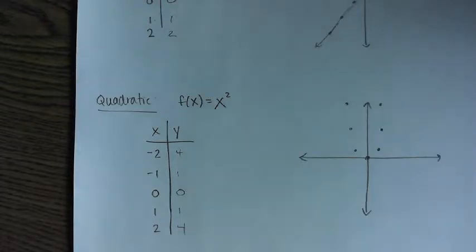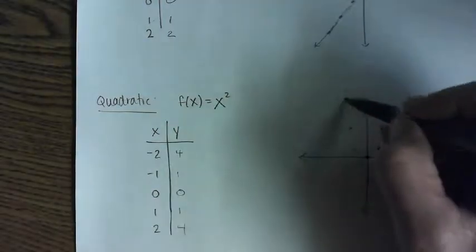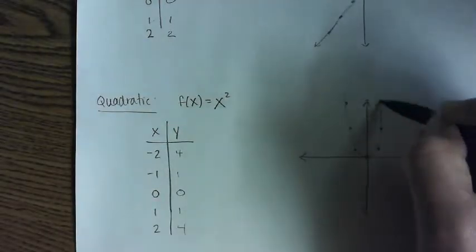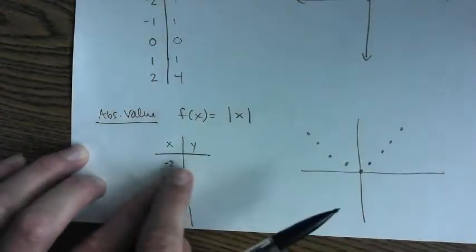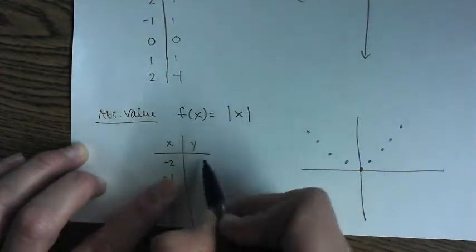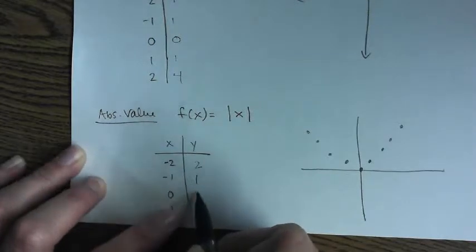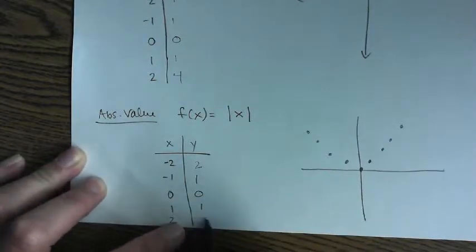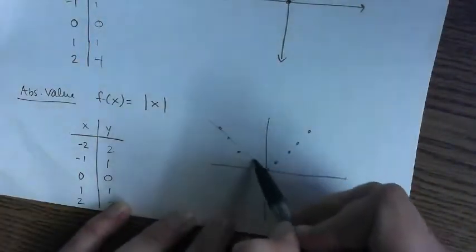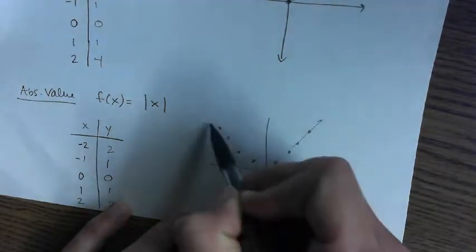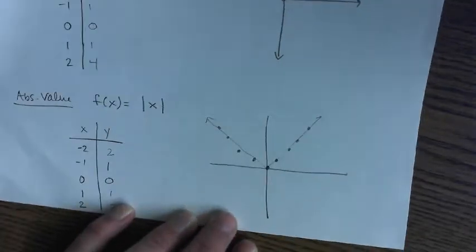Yeah. All right. So when you go and plot those points, you see the parent graph of a quadratic. And lastly, an absolute value parent graph. So if you plug in negative 2, the absolute value of negative 2 is 2, of negative 1 is 1, of 0 is 0, of 1 is 1, of 2 is 2. And here, those points would give you the parent graph of an absolute value.